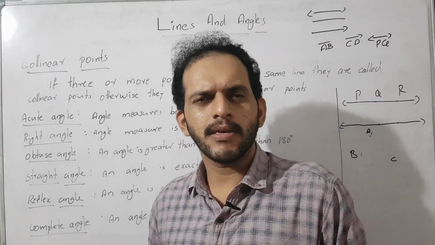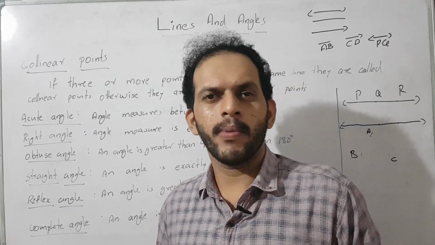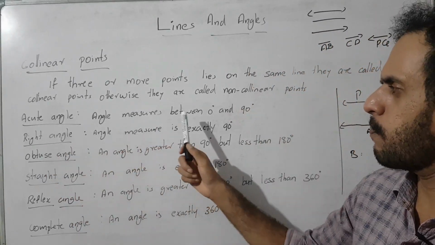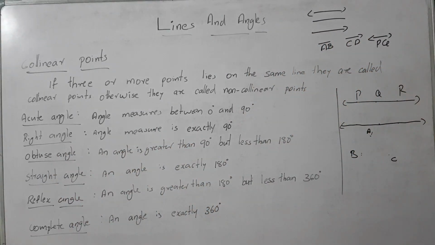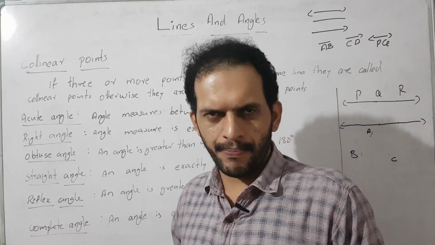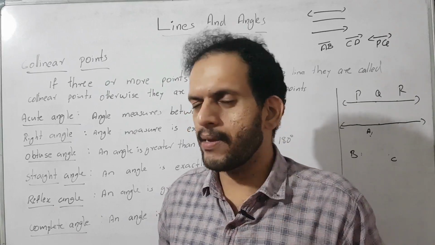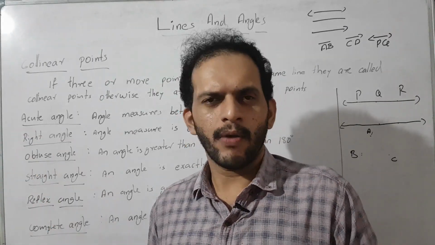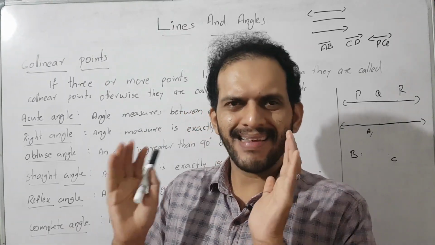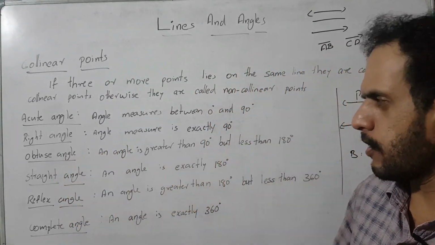Then we discuss the different categories of angles. The first one is the acute angle. We know what we mean by acute, correct? What do you mean by acute angle? Acute angle means the angle measure is between 0 degrees and 90 degrees, greater than 0 and less than 90. Then right angle. What is a right angle? An angle whose measurement is exactly 90 degrees is called a right angle.